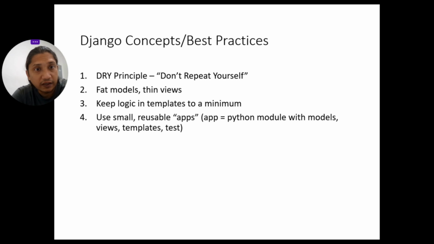In Django concepts and basic practices, we can sum them up in four lines. One of them is DRY, which is don't repeat yourself. That is, when you write a code or a function, you will not repeat that again and again whenever you need it. You just need to call it. Another one is fat models and thin views. In the Django framework, that is model, view and template, the model will be fat but the view will be thin. This is one of the basic practices. Keep the logic in the template to a minimum level, and use reusable apps, that is Python modules with the model, view, template and the tests.